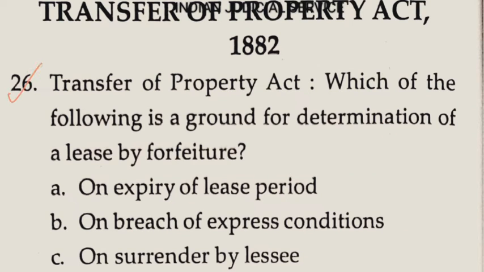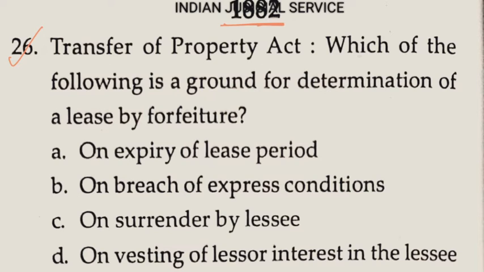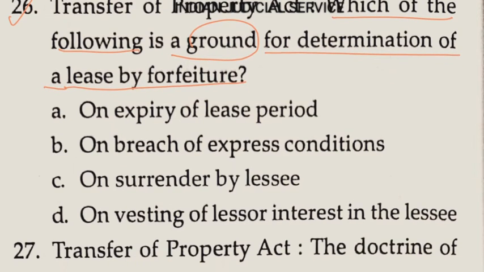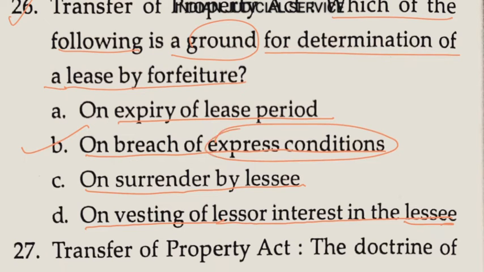Now question number 26, the Transfer of Property Act 1882. So these questions are related to the Transfer of Property Act. So first question, Transfer of Property Act, which of the following is a ground for determination of a lease by forfeiture? So lease by forfeiture, option A, on expiry of lease period, option B here, on breach of express condition, option C here, on surrender by lessee, and option D here, on vesting of lessor's interest in the lessee. So the answer is here option B, on breach of express conditions.